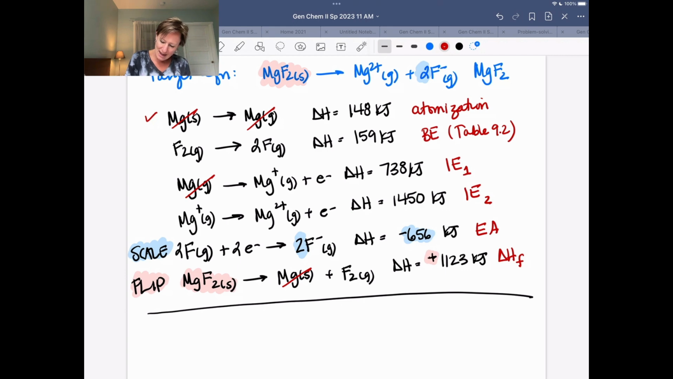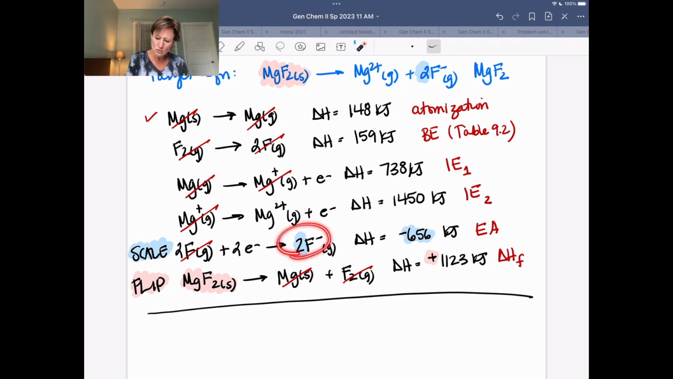Okay, I've got F2 gas. That's going to cancel down here. I've got 2 fluorine atoms here, 2 fluorine atoms, yep, those are going to cancel there. Okay, I've got a magnesium plus cation. Well, I'm not going to have a magnesium plus cation. Now if I'm looking at what's left, I've got a magnesium 2 plus, but you know what? I want that to stay.